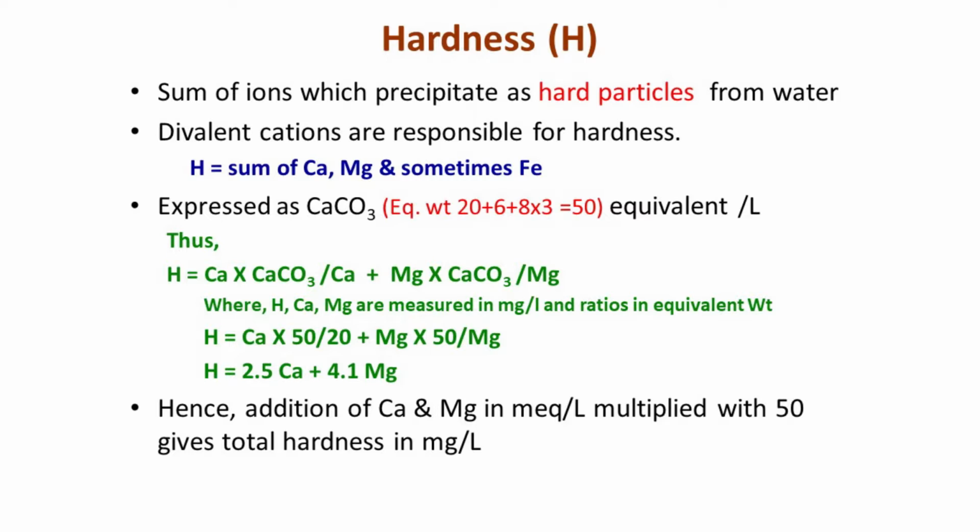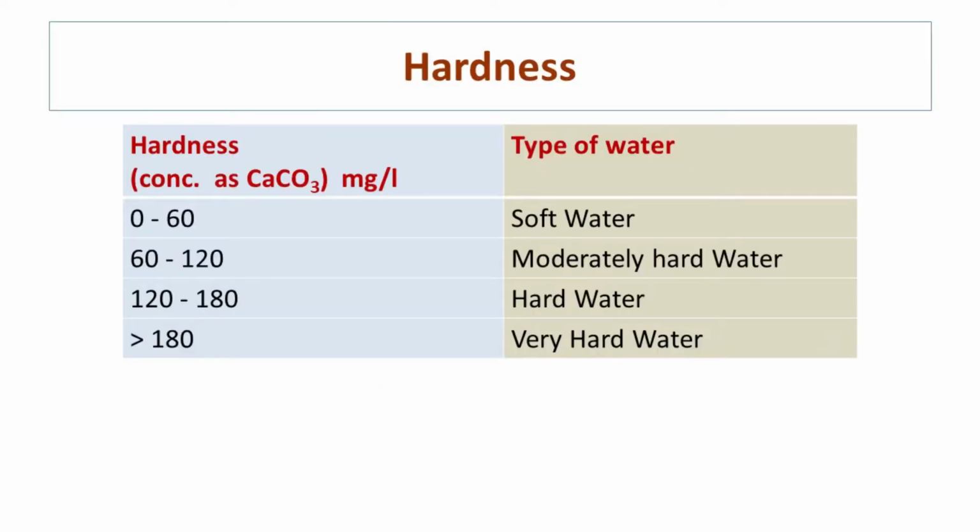Thus, hardness can be defined as Ca times CaCO3 by Ca plus Mg times CaCO3 by Mg, where hardness, calcium and magnesium are measured in milligram per liter and the ratios in equivalent weight. So hardness can be defined as Ca × 50/20 plus Mg × 50/12.15, or this can again be represented as hardness equals 2.5 Ca plus 4.1 Mg. Hence, the addition of calcium and magnesium in milliequivalent per liter multiplied by 50 gives total hardness in milligram per liter. So on the basis of hardness, we can again categorize the various types of water.